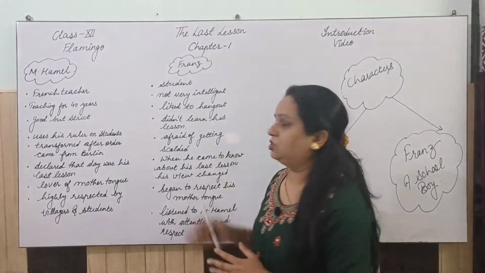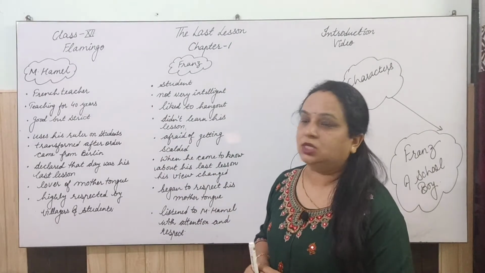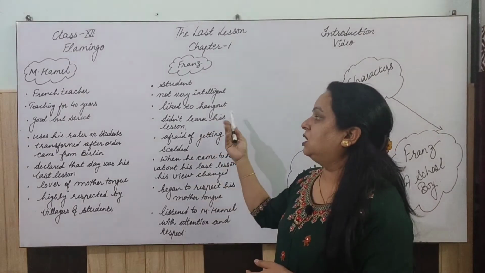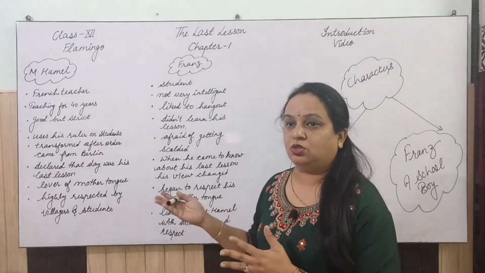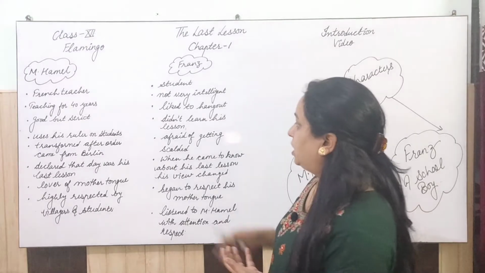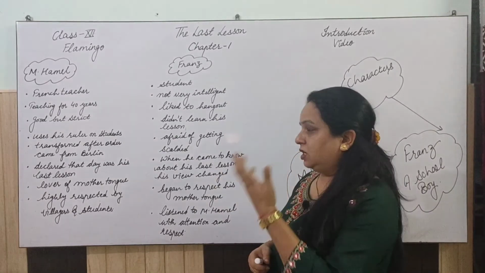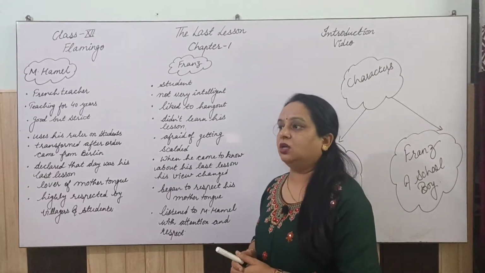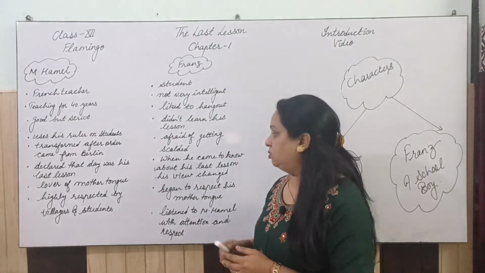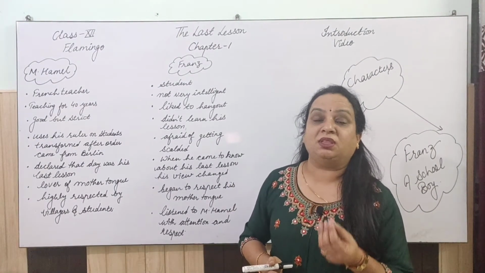When we talk about Franz, he was a little schoolboy, a student of the school where M. Hamel was a teacher. He was not very intelligent, not interested in studies, and he liked to hang out. He wanted to roam here and there and enjoy nature also. That's why he was late for school that day. The next reason was that he was not prepared for the topic of participles, so he was afraid of getting scolded. When he came to know about the last lesson, his view changed and he took his mother tongue seriously.